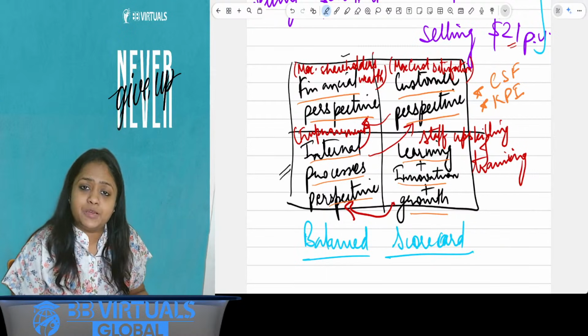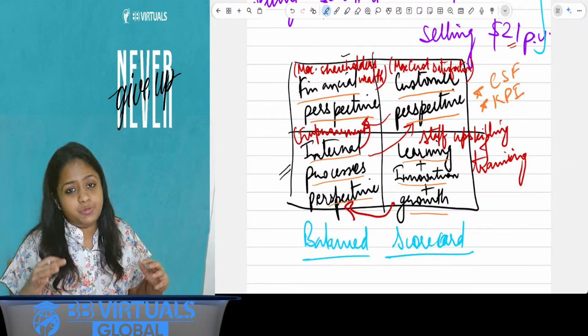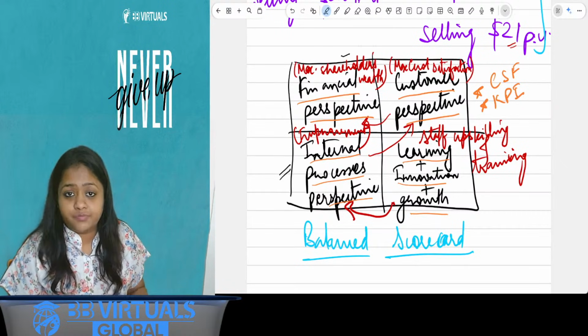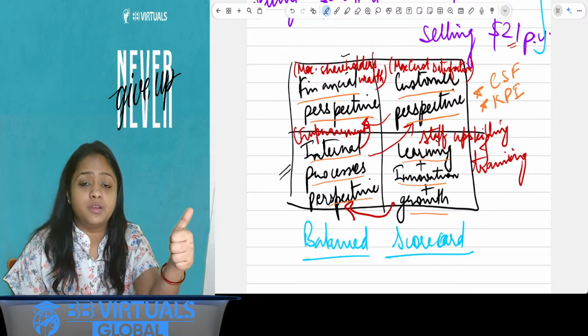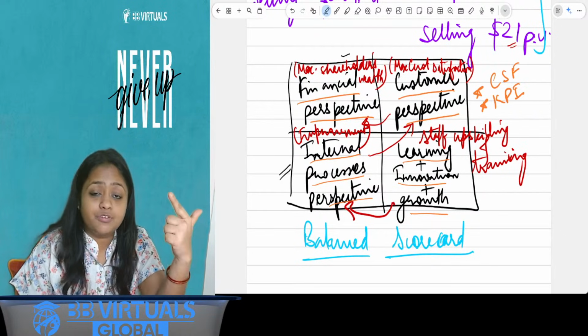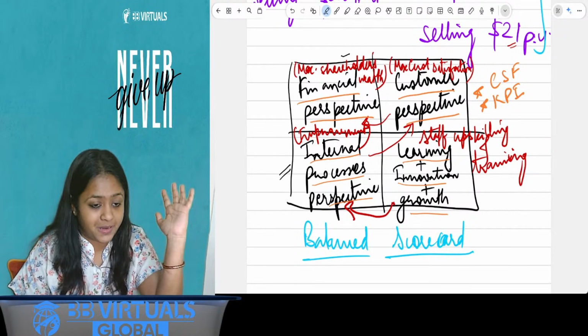Now, what are these perspectives? There are 4 different areas on the basis of which we evaluate the performance of a division or an entity. These 4 performance areas are financial perspective, customer perspective, internal business perspective, and innovation and learning perspective.